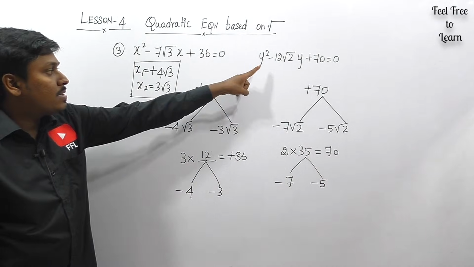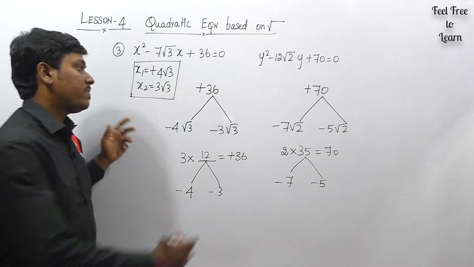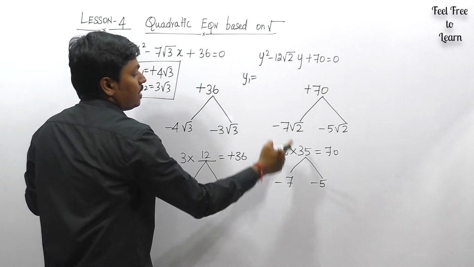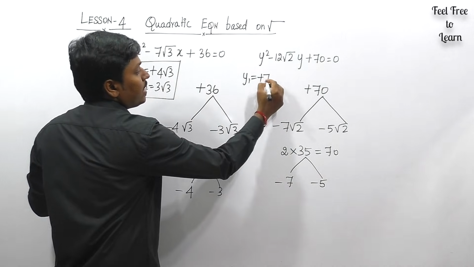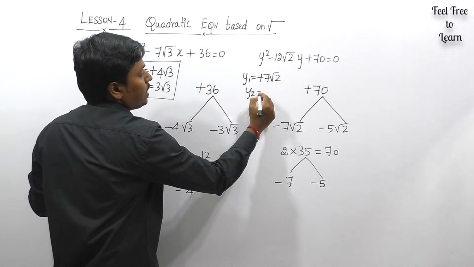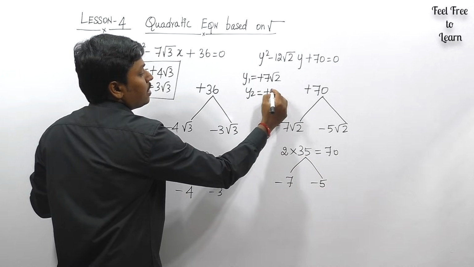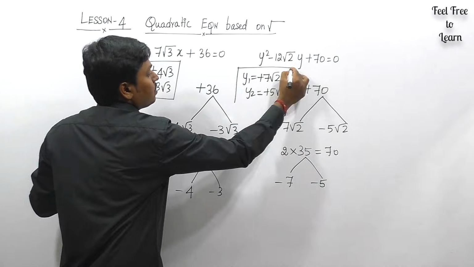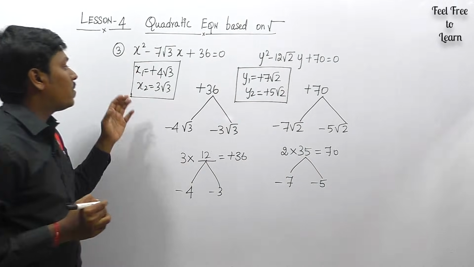When we add both the numbers, the resultant will be minus 12 root 2. So finally we got a factor that is y1. Here it is minus 7 root 2, but while writing, plus 7 root 2. Then y2. Here it is minus 5 root 2, but while writing it should be plus 5 root 2. So finally we got the factors for x and also y.